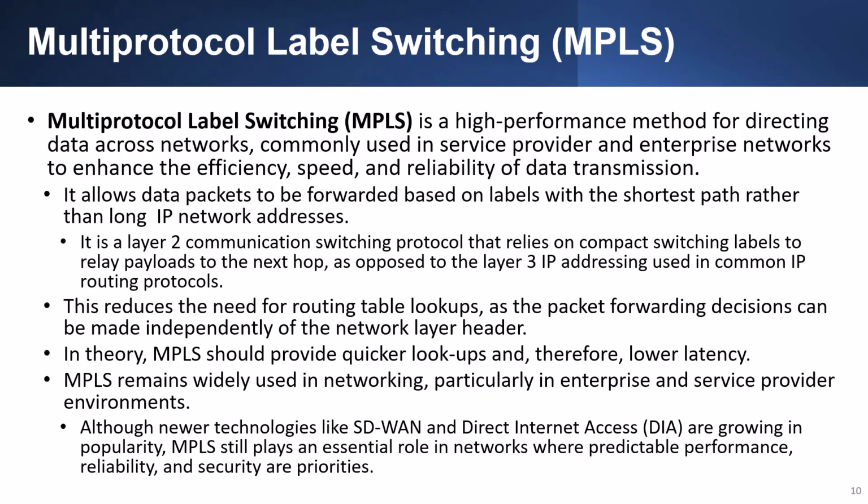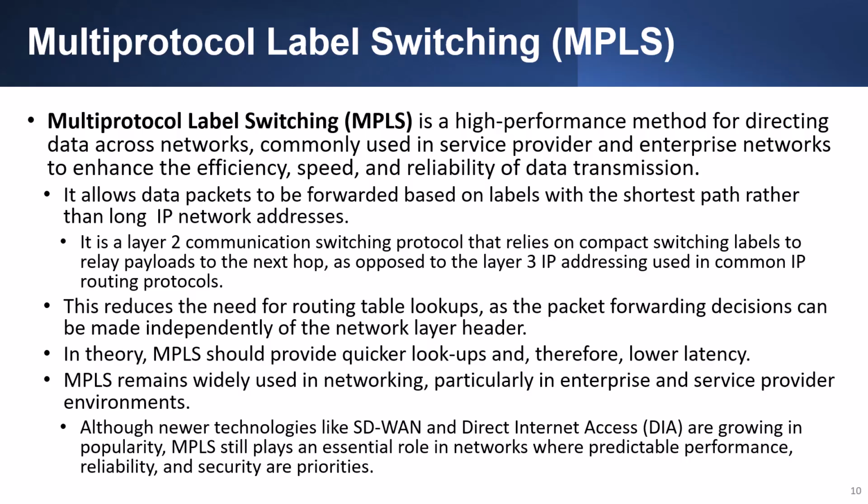Multiprotocol Label Switching, or MPLS, is a high-performance method for directing data across networks, commonly used in service provider and enterprise networks to enhance the efficiency, speed, and reliability of data transmission. It allows data packets to be forwarded based on labels with the shortest path rather than long IP network addresses. It is a Layer 2 communication switching protocol that relies on compact switching labels to relay payloads to the next hop, as opposed to the Layer 3 IP addressing used in common IP routing protocols.